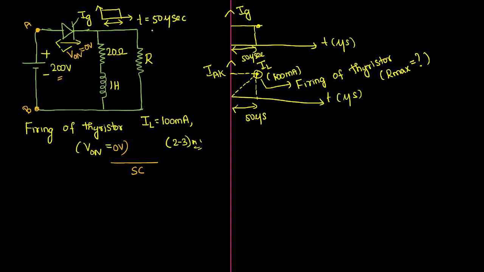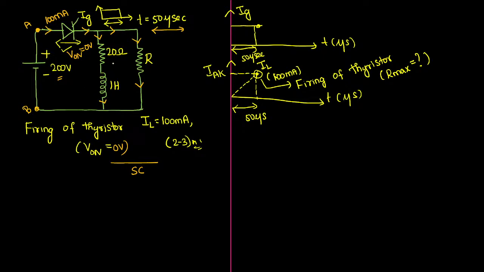Definitely, they have said the SCR has turned on. Within 50 microseconds they turned it on. When turning it on, they have also given the value of the current in the SCR. That is 100 milliampere latching current. Everything is clearly given. That current will be flowing like this. Then it will be divided into two parts. Some of the current may be flowing through this resistor R, and some current will be flowing through the inductor, the RL circuit.